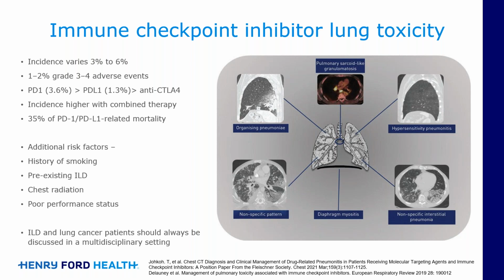The different patterns that we see with immune checkpoint inhibitors, as described earlier, are the organized pneumonia pattern, the HP pattern, the NSIP pattern. And in certain patients, you can have myositis involving the diaphragm. And as I discussed earlier, another really important pattern that is seen with immune checkpoint inhibitors is the sarcoid-like granulomatous inflammation pattern.